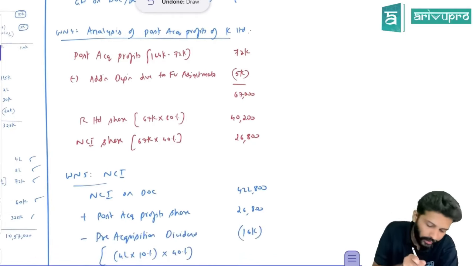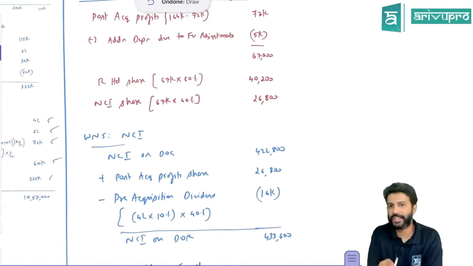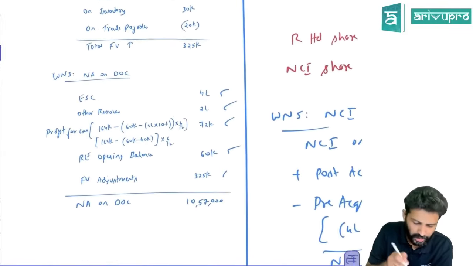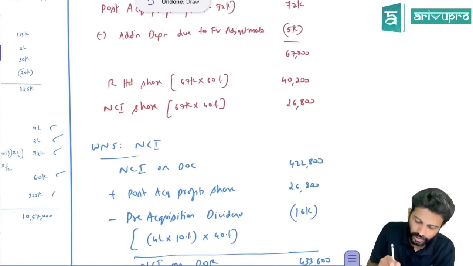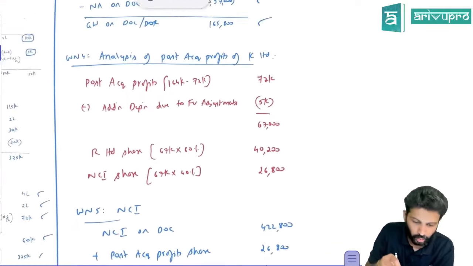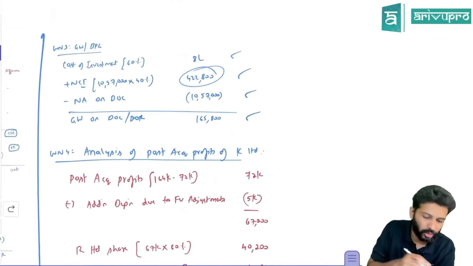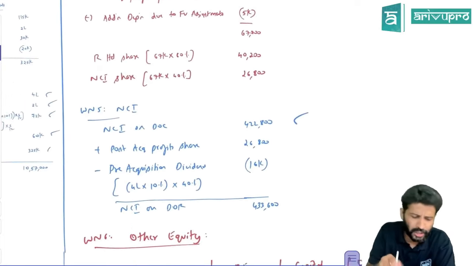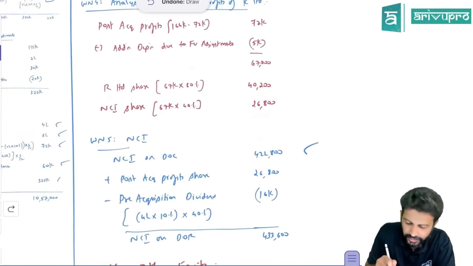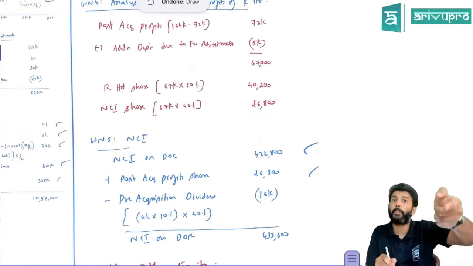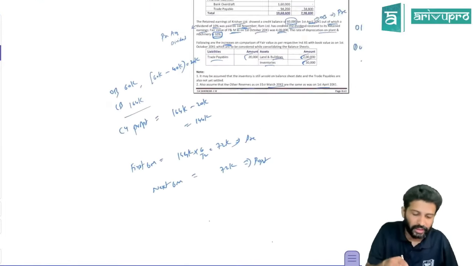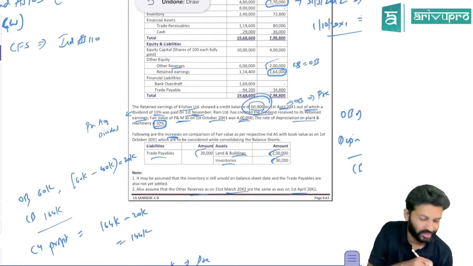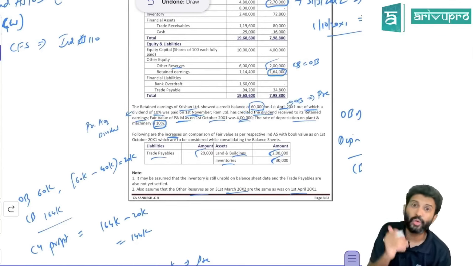Okay. Next is non-controlling interest, NCI. We already know NCI on the date of control. How much was that? Yeah, here. NCI on the date of control is 4,22,800 rupees. This we already considered. And post-acquisition profit share of NCI, we got it, which is 26,800. Add this. Okay, but there is one more. Sir, out of opening balance, retained earnings for opening balance was 60,000. Using this, you paid some dividend.